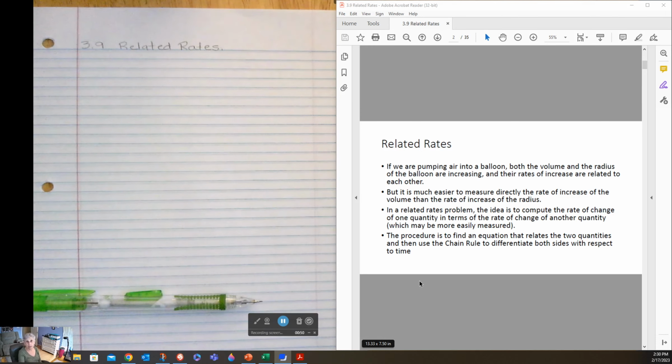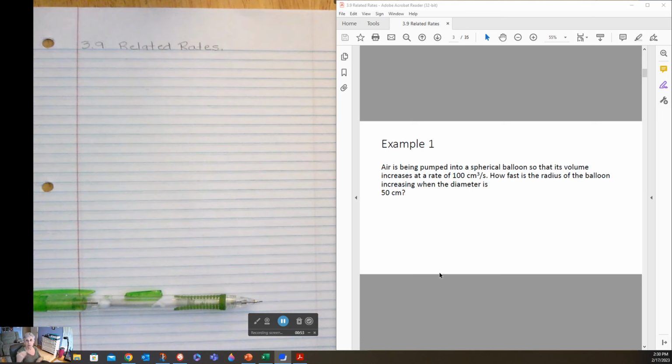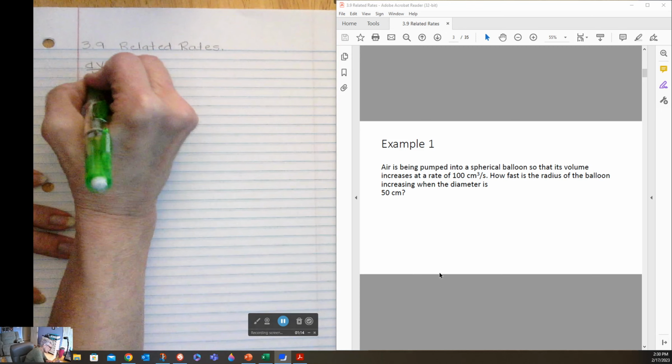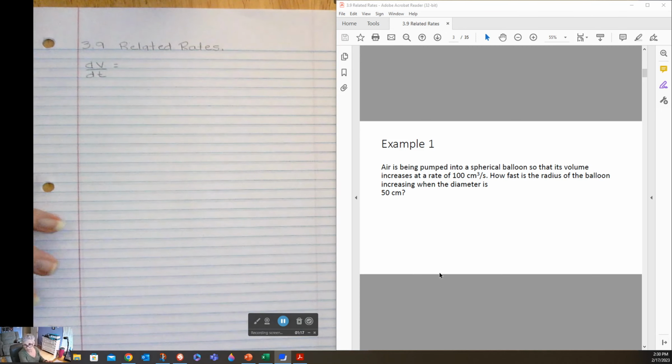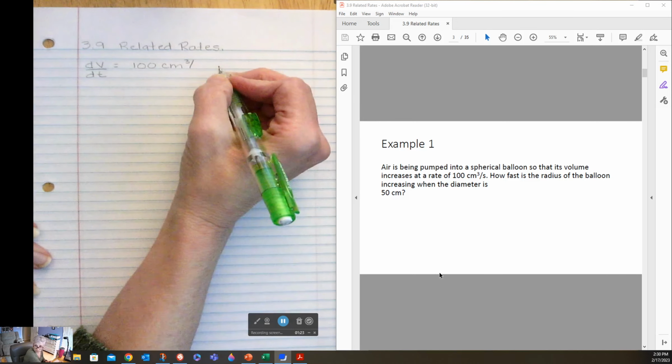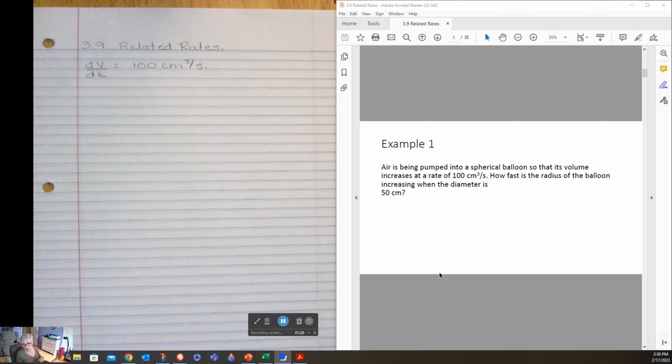So the chain rule is going to help us with this, and we'll start with that exact example. Air is being pumped into a spherical balloon so that its volume increases at a rate of 100 cubic centimeters per second. So I'm going to write that down and give it a name. That is change in volume with respect to time is equal to 100 cubic centimeters per second.